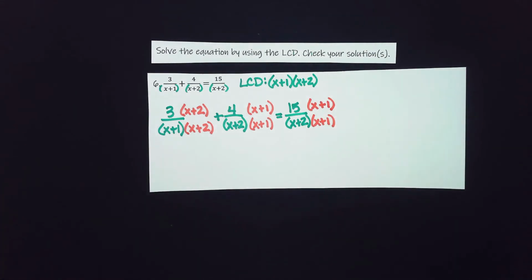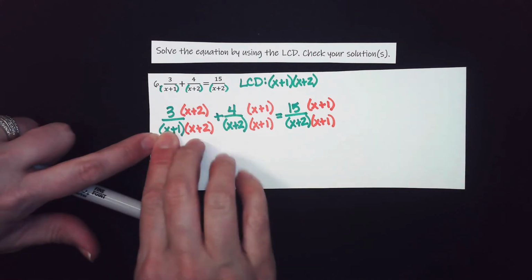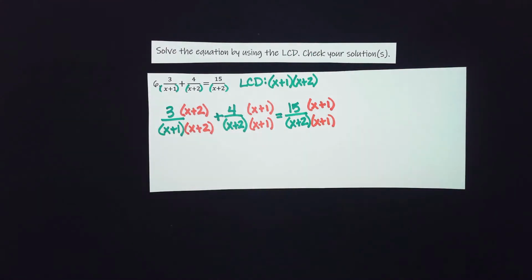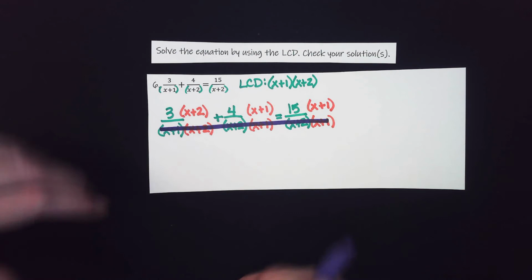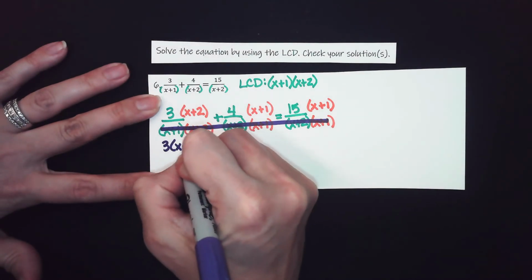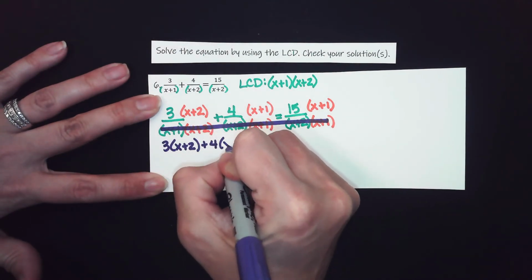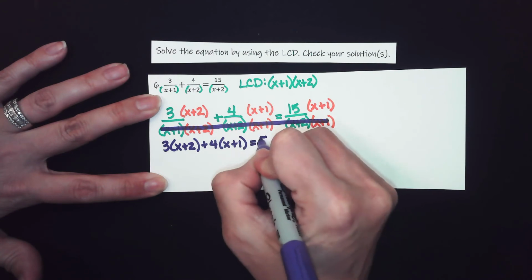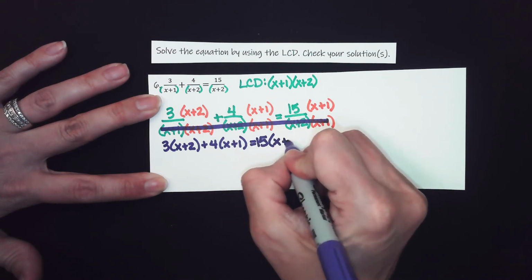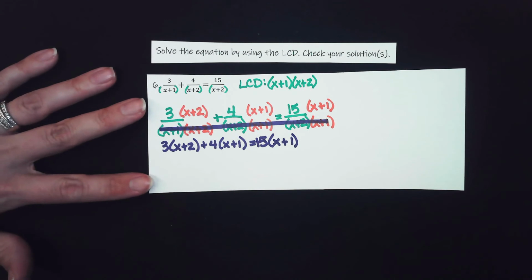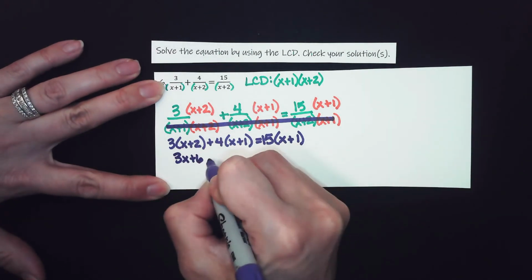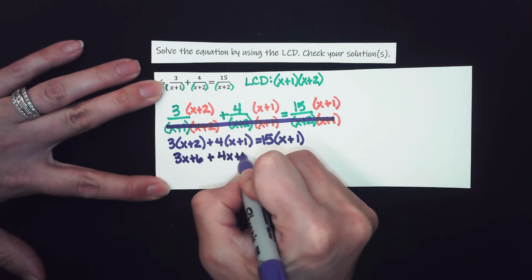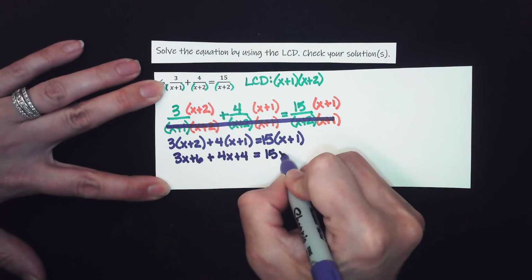All right, so like I said in the last problem, at this point all my denominators are the same. So if I multiply everything by that denominator, they go away. So I'm done dealing with those. So I just have what's on top here. So I have 3 times x plus 2 plus 4 times x plus 1 equals 15 times x plus 1. And let's do all that distribution that we need to do. So I get 3x plus 6, distribute the 4, so it gets plus 4x plus 4 equals 15x plus 15.